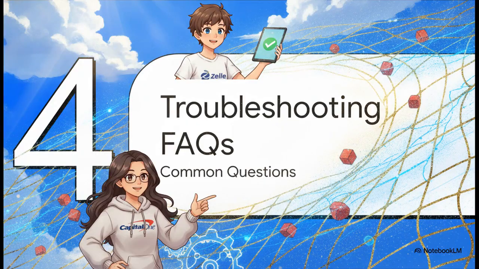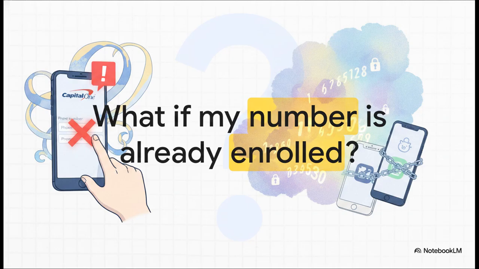Section 4, Troubleshooting and Common FAQs. Even with a super smooth setup, you might occasionally hit a tiny bump in the road. For example, say you go to enter your phone number in the Capital One app and it pops up saying it's already in use. Don't panic. This usually just happens if your phone number is still tied to some old legacy banking app you used to use a while ago.